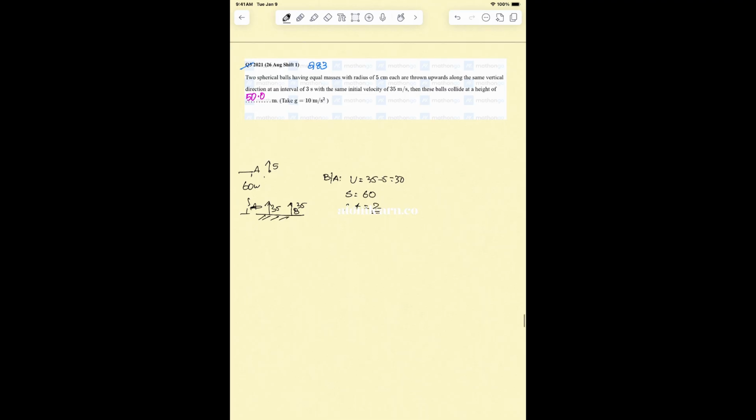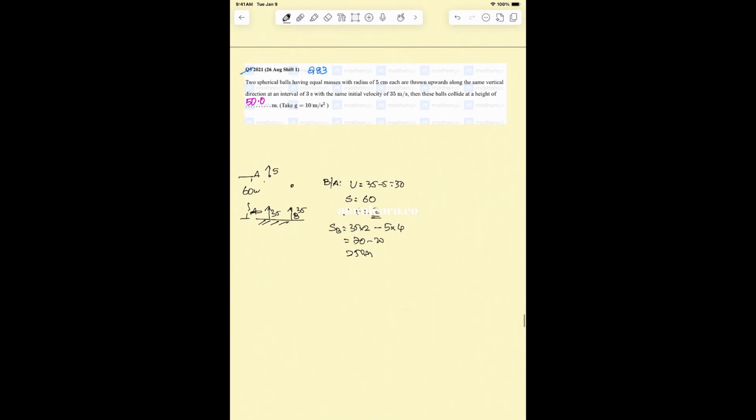Then the question which is asked is, at what height do these balls collide? Now we'll have to calculate the height of B. Therefore S_B is nothing but 35 into T minus 5 into T squared, which equals 70 minus 20, equal to 50 meters height will be the collision. Understood? Okay, fine. So that's all.